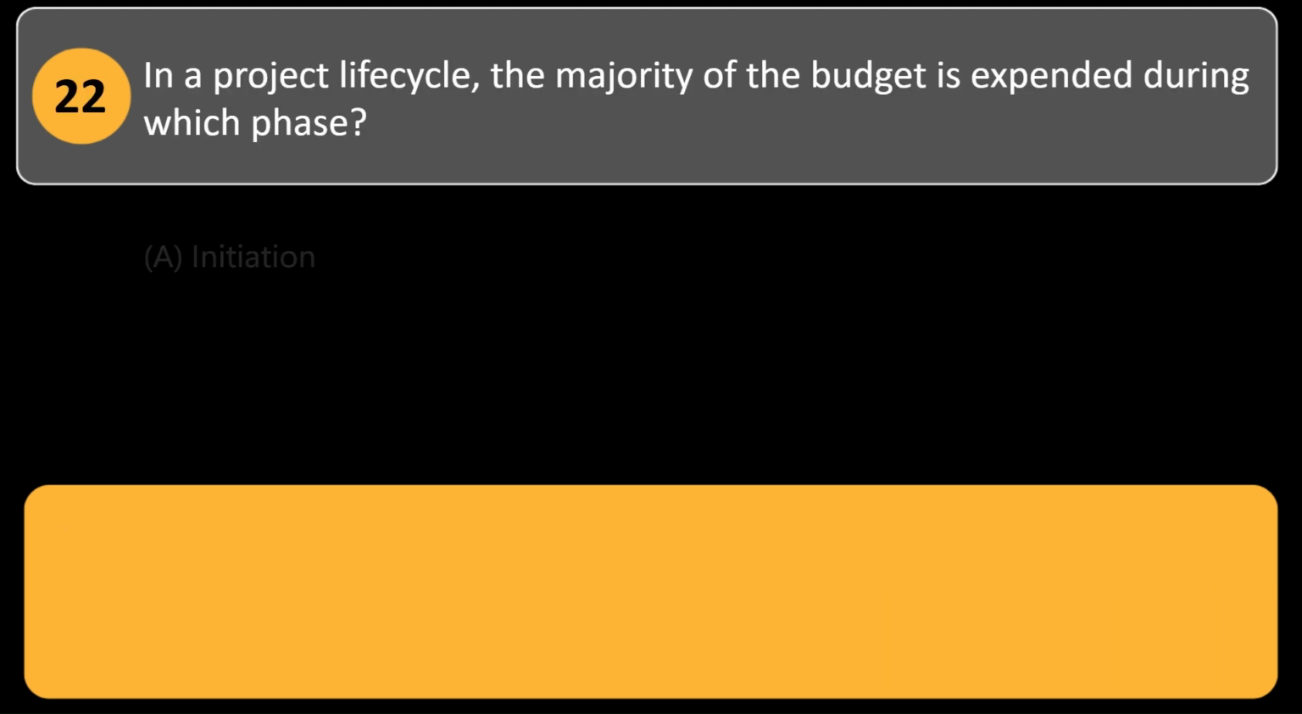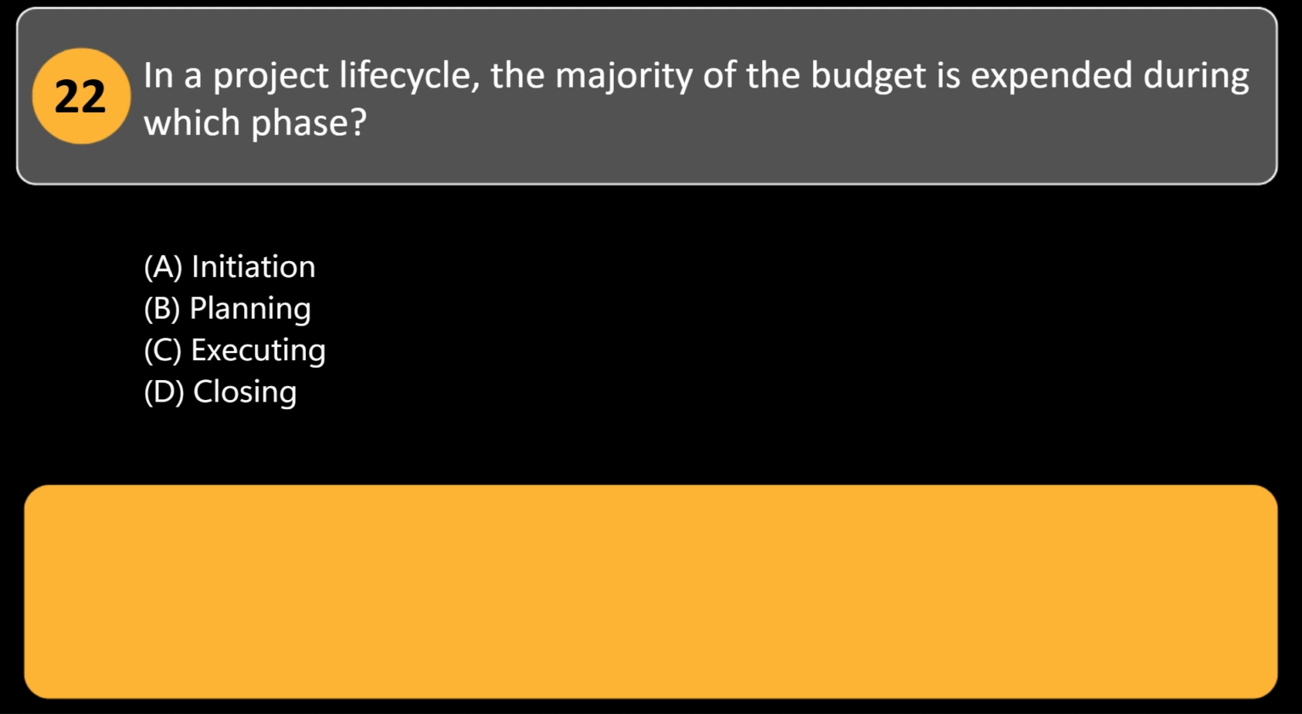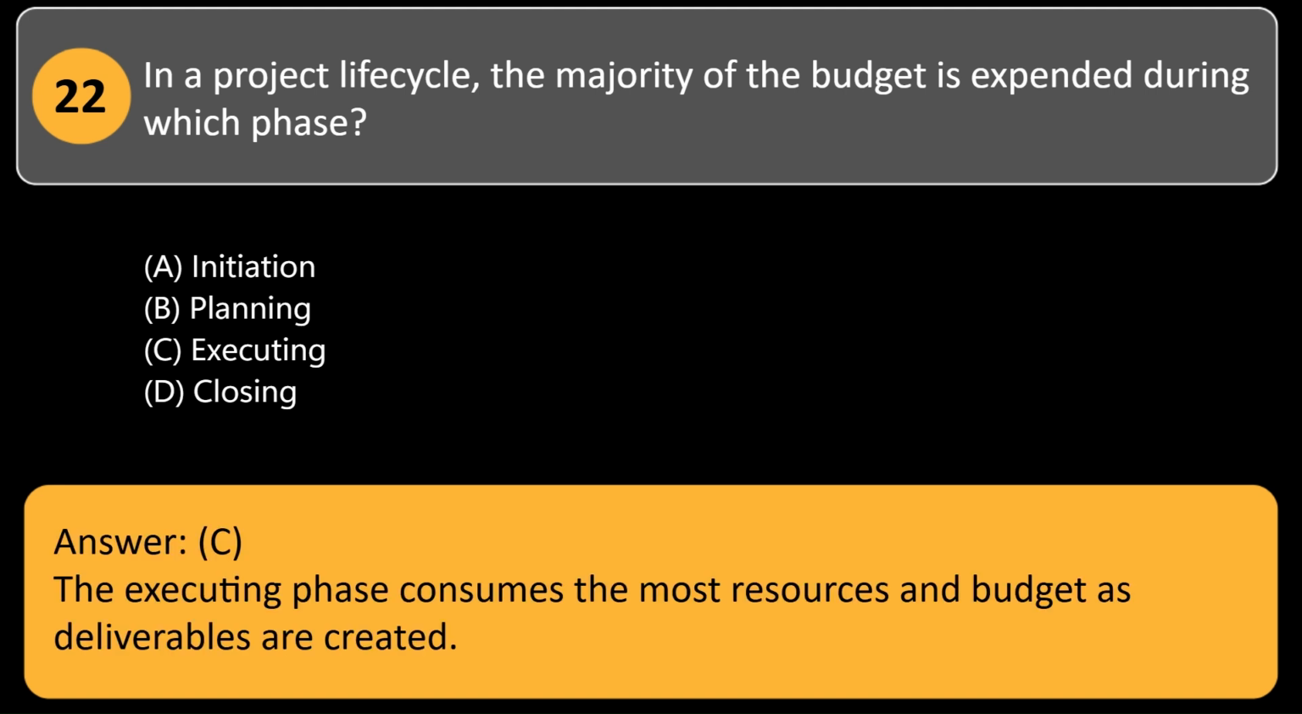In a project lifecycle, the majority of the budget is expended during which phase? A. Initiation. B. Planning. C. Executing. D. Closing. Answer, C. The executing phase consumes the most resources and budget as deliverables are created.